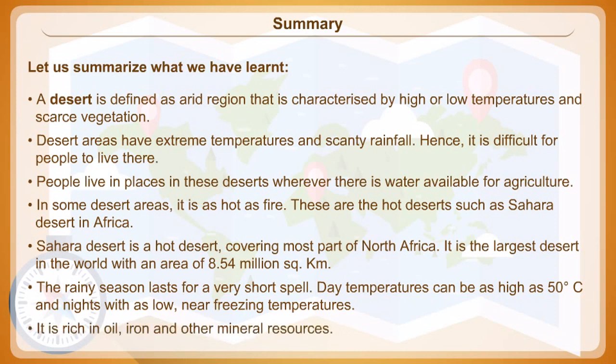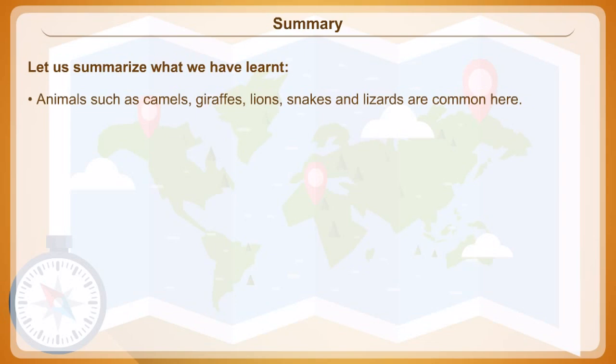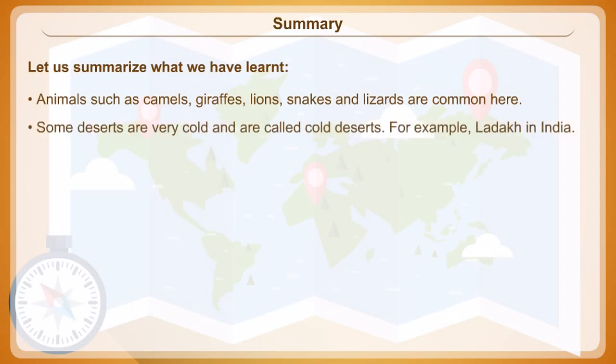It is rich in oil, iron and other mineral resources. Animals such as camels, giraffes, lions, snakes and lizards are common here. Some deserts are very cold and are called cold deserts. For example, Ladakh in India.